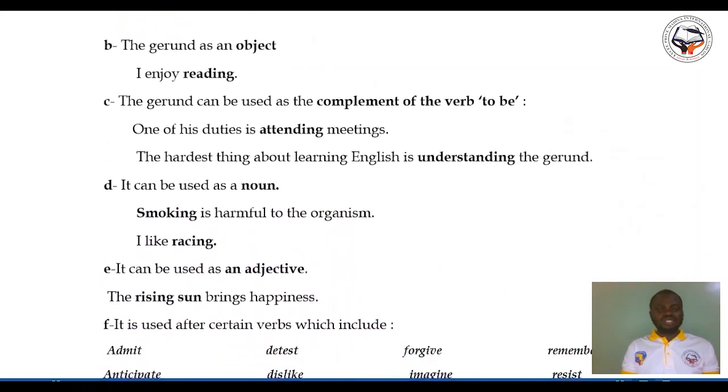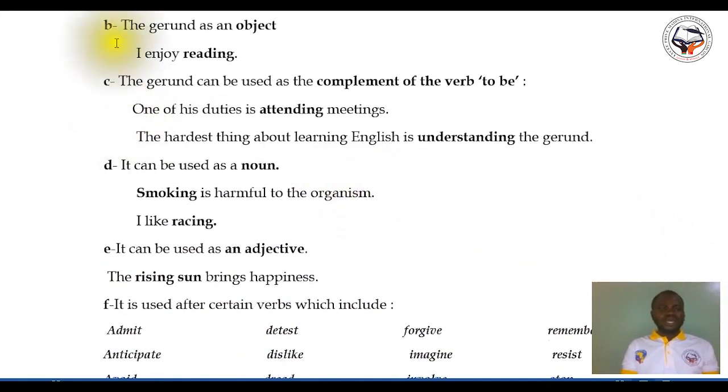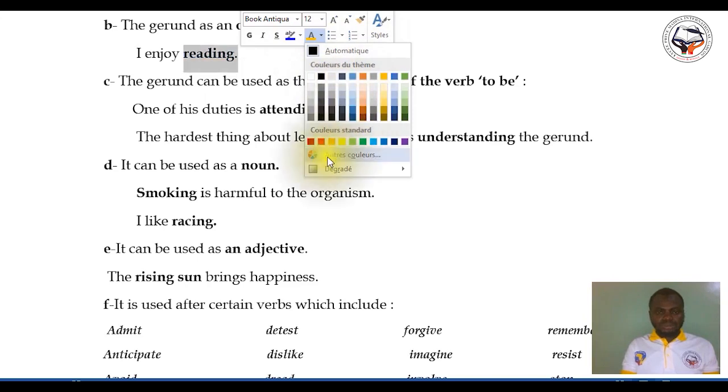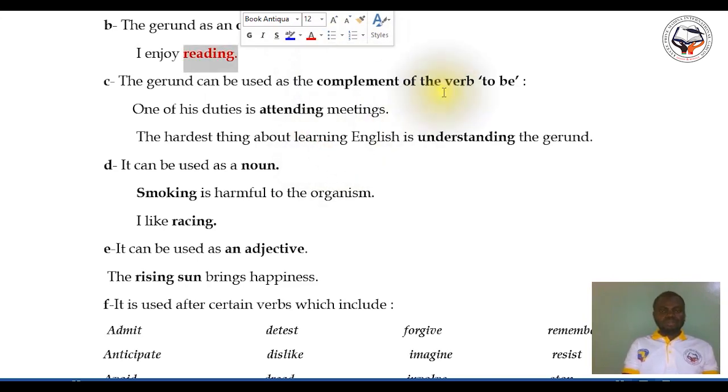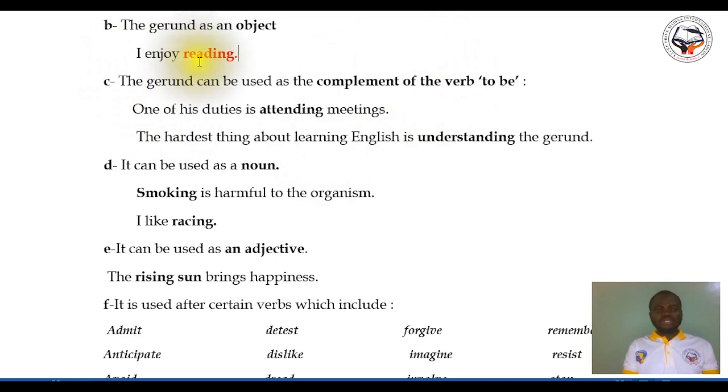The second use of the gerund is what? The gerund can be used as an object. Example, I enjoy reading. I enjoy what? Reading. Let me give a color to reading here. Red color. I enjoy reading. So reading here represents the object, which is the gerund.